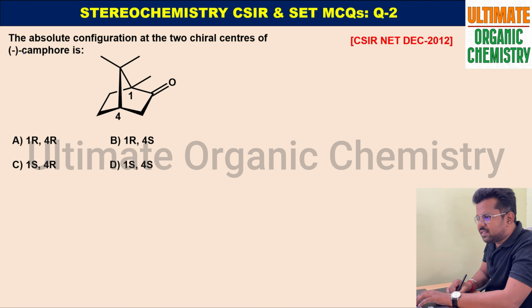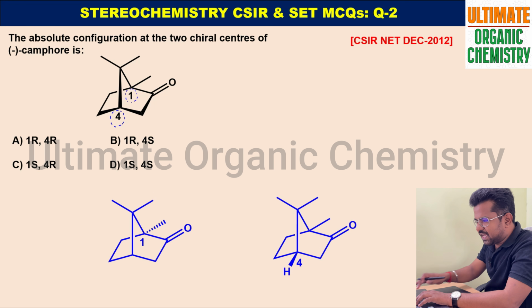Question number 2. This question was asked in December 2020 in CSIR. The absolute configuration at two chiral centers of minus camphor is. So they have given minus camphor and they have given number 1 and number 4, and you need to find out the R/S configuration of both the 1 and 4 chiral centers. For that reason, I have given two structures. In structure 1, we will solve the chiral center 1 configuration, and in structure 2 we will solve the chiral center 4 configuration, right?